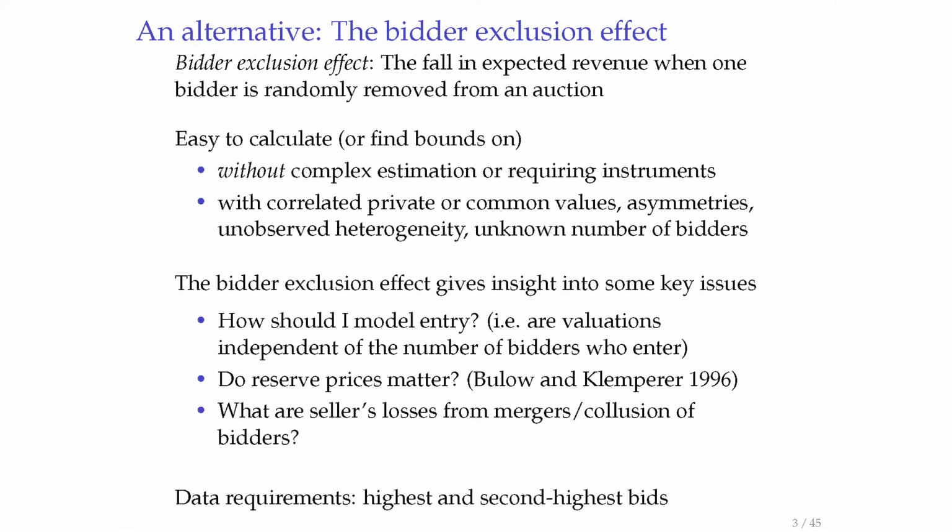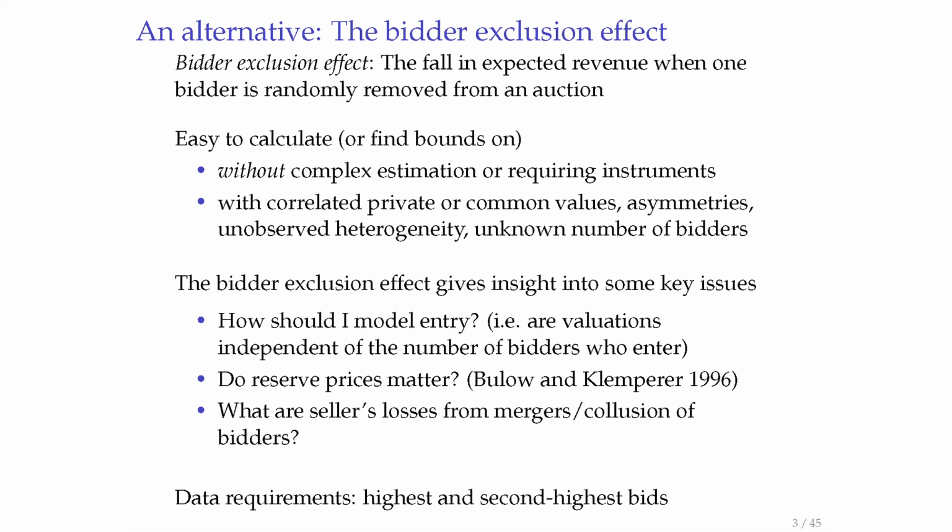First of all, it's easy to calculate. You can compute this without any sort of complex estimation technique or without requiring instruments, or you can find bounds on it, even if you can't compute it directly. You can do it even if you have correlated private values or common values, asymmetries, unobserved heterogeneity, unknown number of bidders. You can still get bounds on this thing. And it gives us some insight into some interesting issues.